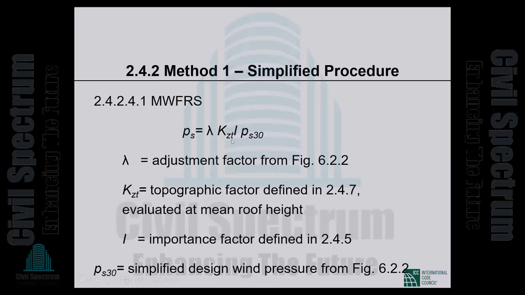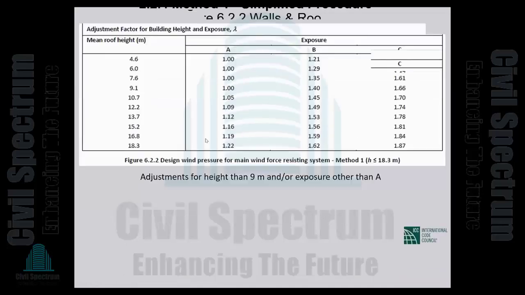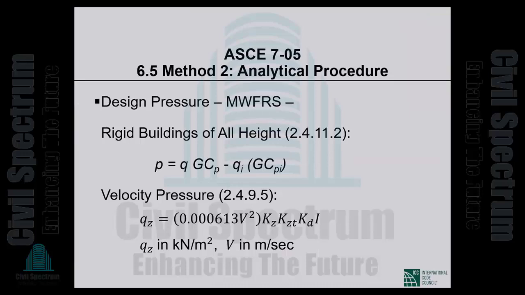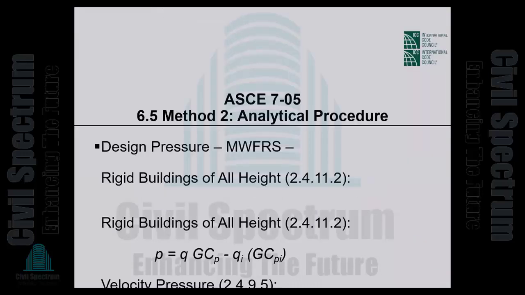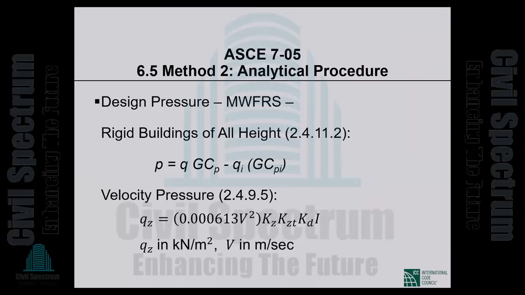Importance factor you are familiar with, K sub ZT you are familiar with. P sub S30 is for exposure A, 30 feet of mean roof height. If you have any other exposure, other mean roof height, this is the adjustment factor that is given by the table that I just showed you. Okay. So this is method 1.